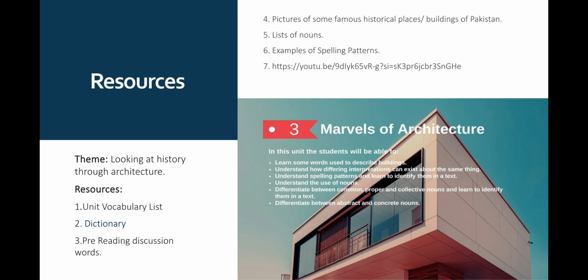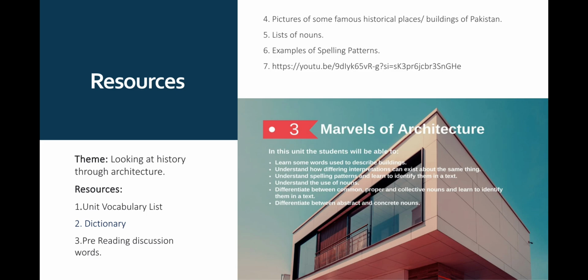So, what resources will you be needing for teaching this unit? First, the theme is looking at history through architecture. The resources you need: unit vocabulary list. Always write down the unit vocabulary on a separate piece of paper, on a big chart, and display it in the classroom while you are teaching that part of the unit, so that the students can easily refer to the unit vocabulary again and again, look at it, read it, drill it, and understand it.